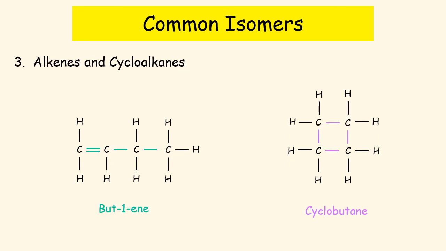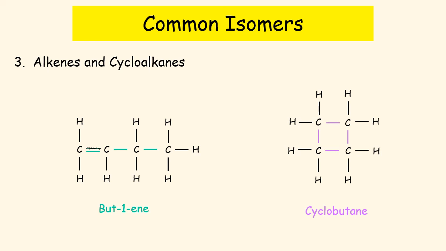Another common type of isomer is alkenes and cycloalkanes. So for every alkene, for example, but-1-ene or but-2-ene, if you break the bond here and then connect the carbons around, you end up with cyclobutane. And these are isomers. You can see each one has 4 carbons and 8 hydrogens. Cyclobutane is always an isomer of butene. Cyclopentane is always an isomer of pentene. And cyclohexane is always an isomer of hexene.